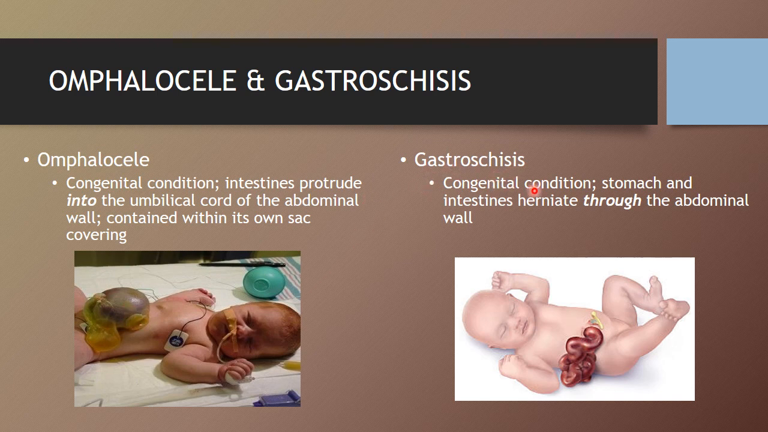Gastroschisis is also a congenital condition. However, the stomach and intestines herniate through the abdominal wall. Typically it's on the side of the umbilicus. So you see the belly button right here. It's on the side and it goes through the abdominal wall. It's commonly associated with another anomaly. I'm not going to give you specifics on that, but just know typically there's some other anomalies going on with these kids. So you see omphalocele is through the umbilical cord, into it, intestines, and this is the stomach and intestines through the abdominal wall.